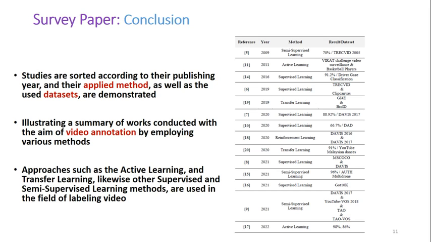We summarize these works in a table so others can get a better insight into the techniques used, datasets, and their results. This table is sorted according to their publishing year. It can be seen that approaches such as the use of CNNs, active learning, and transfer learning, like other supervised and semi-supervised learning methods, are used in the field of video annotation. However, in this work, we do not intend to conclude which methods are more practical and accurate compared with the others.